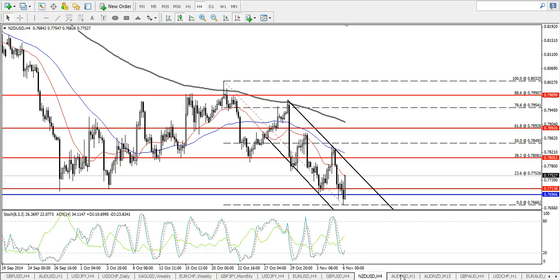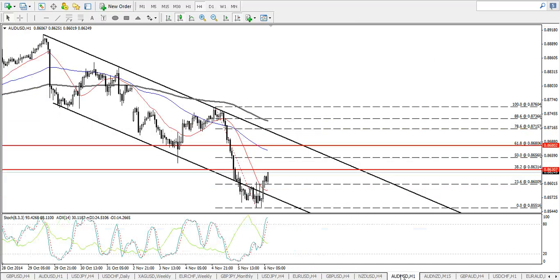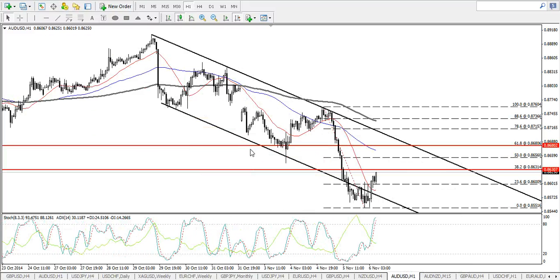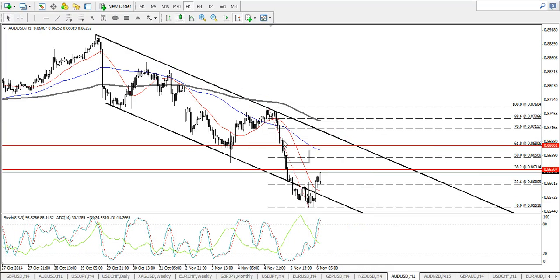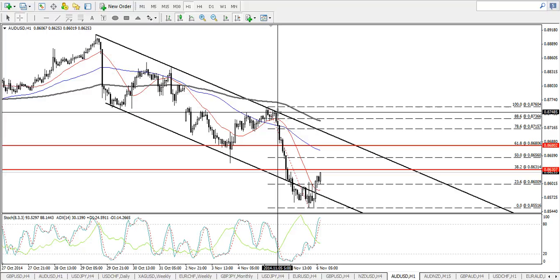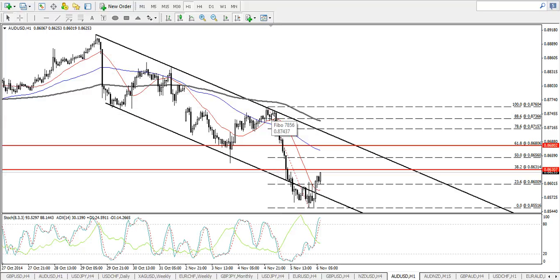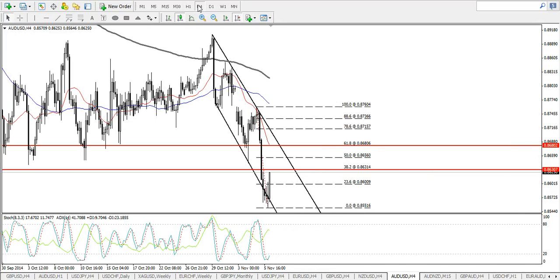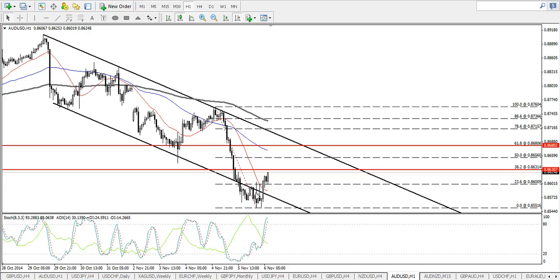Alright, next I'm going to touch on a few other currency pairs. First is the Aussie against the US dollar. This is the 1 hourly chart. We do see that there was a falling trend channel. Price touched the top of the falling trend channel and fell all the way down, breaking below the falling trend channel, and made a new low at the price of 0.8551. And then right now we are starting to see a retracement.